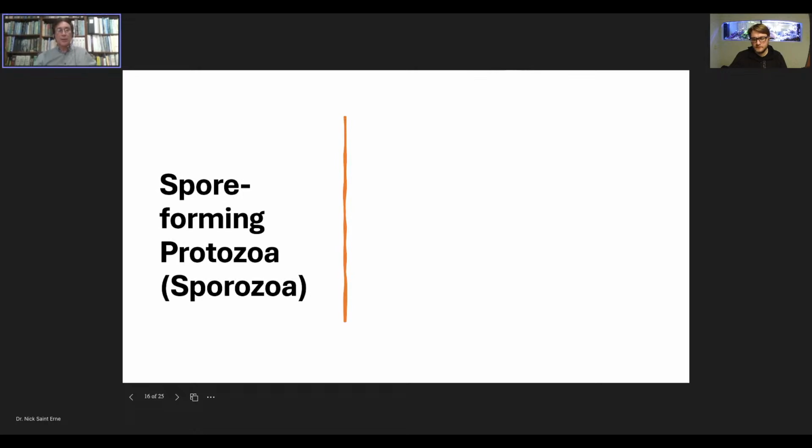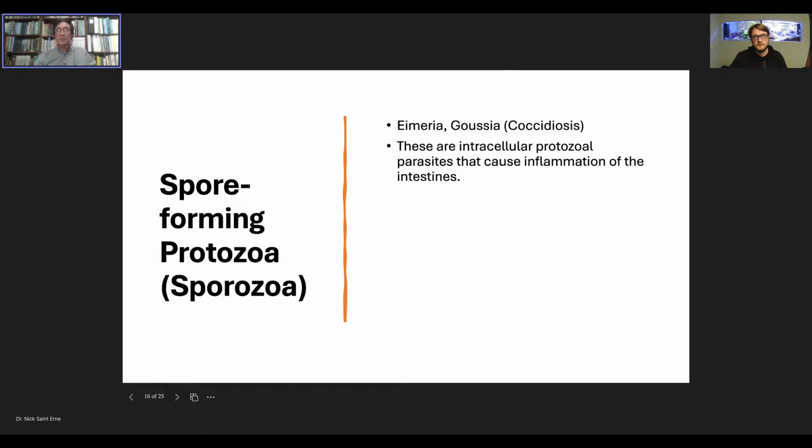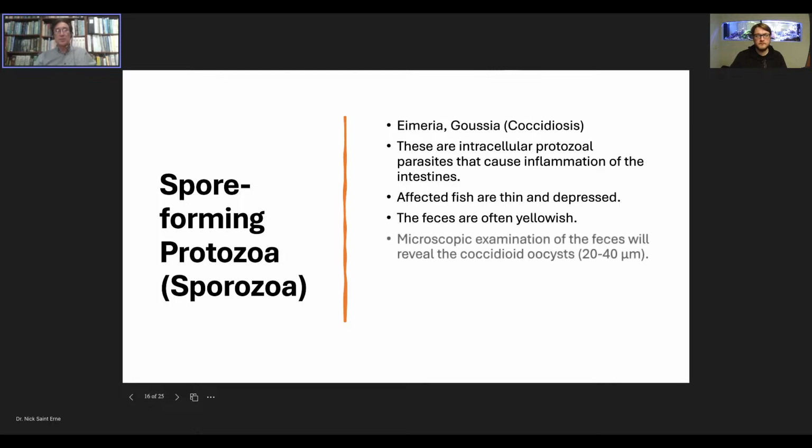So our next group are these spore-forming protozoa, sporozoa, and they don't swim around. They don't have cilia, they don't have flagella, but they live inside the intestinal tract of the fish, and they embed into the intestinal lining, and so they cause inflammation. So the fish won't digest their food properly. They usually won't eat well, or even if they're eating, they get thin. Again, the feces get mucousy and yellowish.